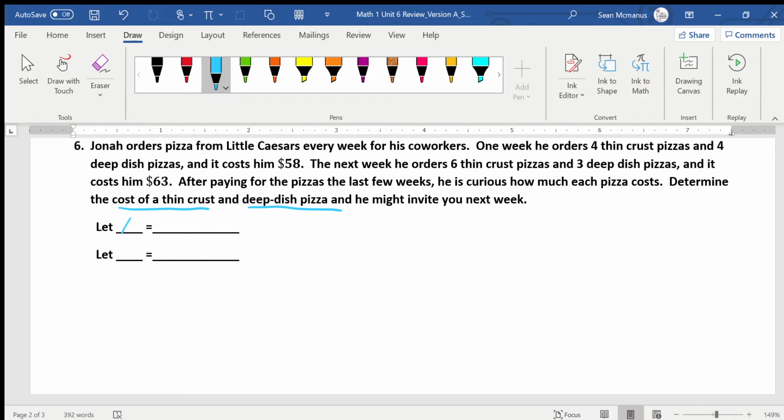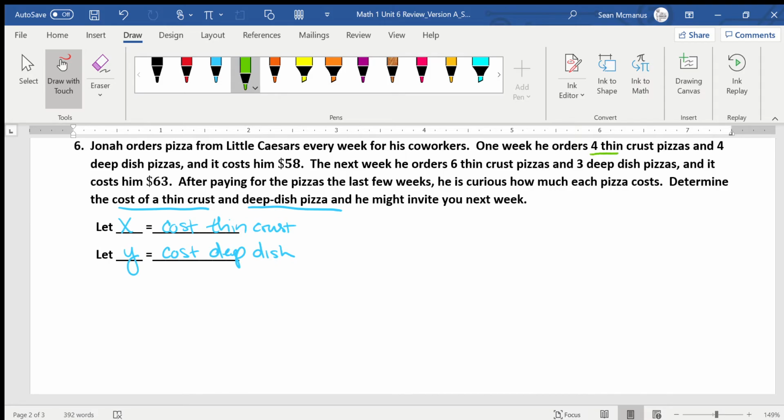So I'm going to say x is going to be the cost of a thin crust pizza, and y is going to be the cost of a deep dish pizza. So now I can write a system of equations. There looks like there's going to be one equation for each week.